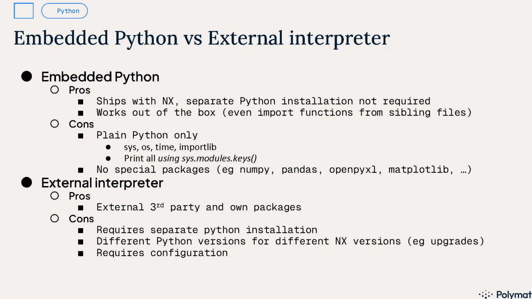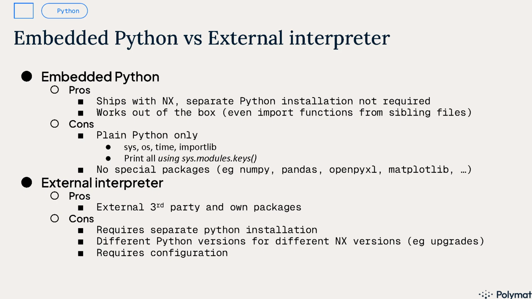The pros of the embedded Python, that's just your standard NX, is that you don't have to install anything. You don't have to install Python. You don't need to do anything. You can just run Python code as a journal, and that will work out of the box. You can even import functions from sibling files. If you have a module with functions that you define, and they're together, you can just import them, and that works out of the box.